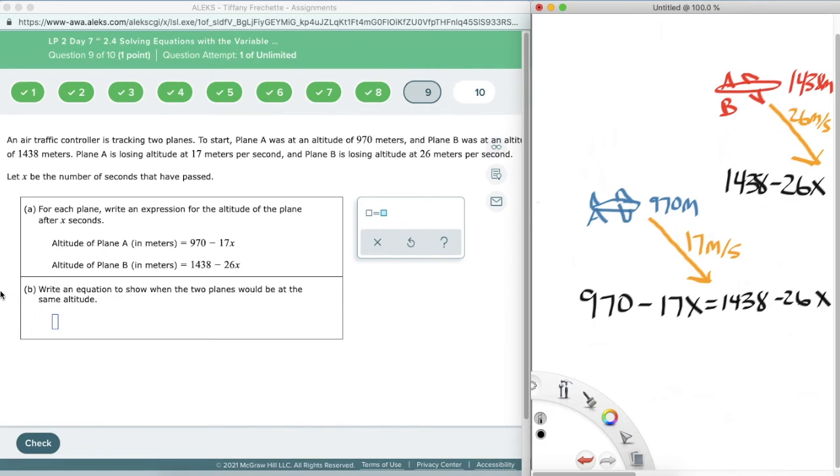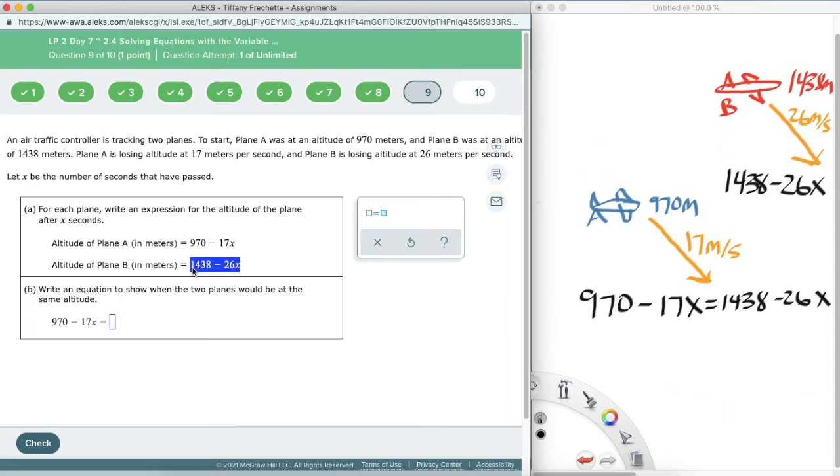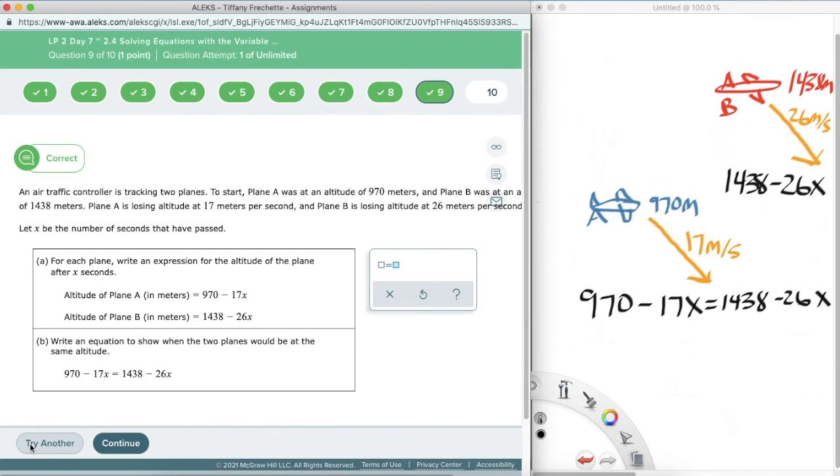So I can stop. I do not need to do this, and I can even cheat a little bit. I'm going to highlight this and go copy, paste, equals, highlight, copy, paste. So that was just my little cheat. I copy and pasted it. You can also just type it in there, and I can click check. So it did not ask me to solve that. But if they said how many seconds does it take for them to be at the same altitude, that's when we would need to solve. But all that said is write an equation. It's not asking me to go farther.